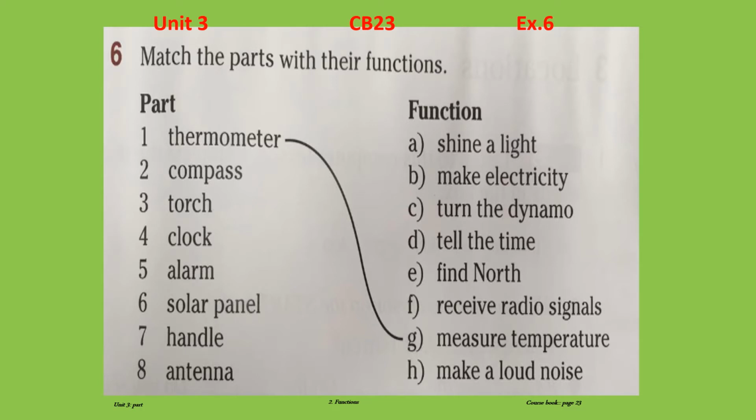Now let's start with looking at exercise 6 on page 23. This was the last exercise we did in unit 3 before the exams. So let's revise it quickly. Here we need to match the parts with their functions. We have 8 parts. They were in the dynamo solar radio. So the parts are thermometer, compass, torch, clock, alarm, solar panel, handle, and antenna.